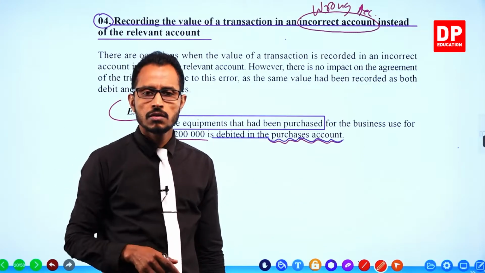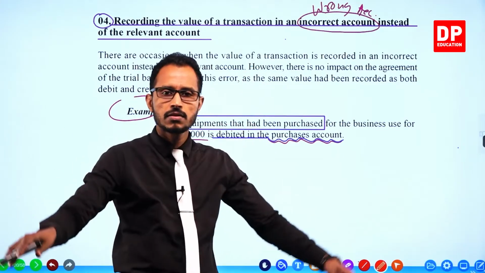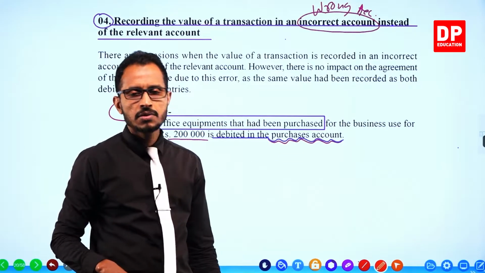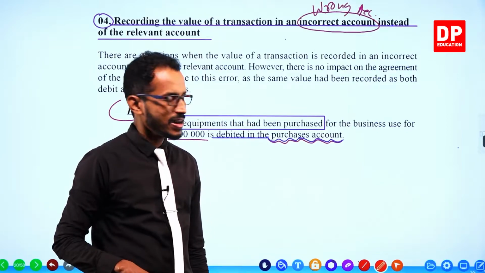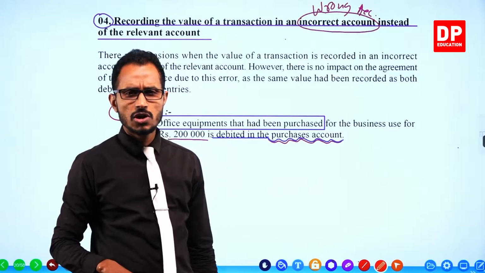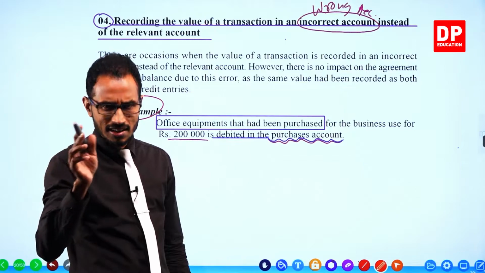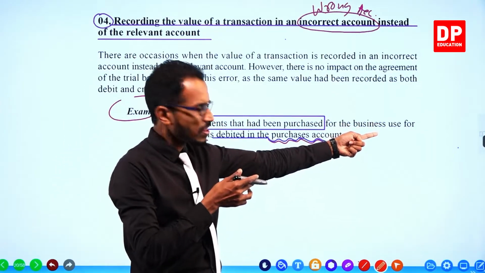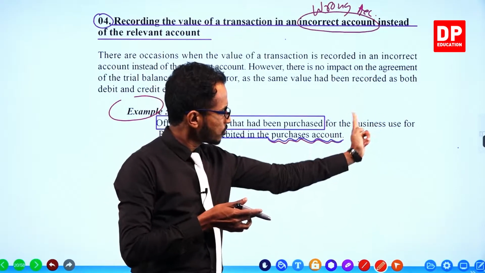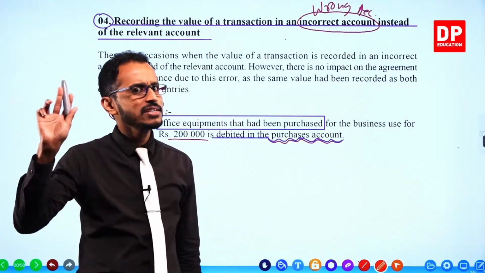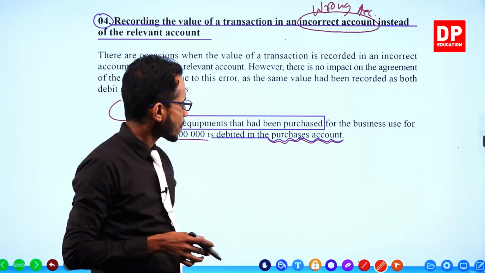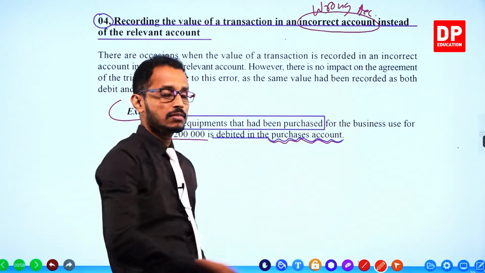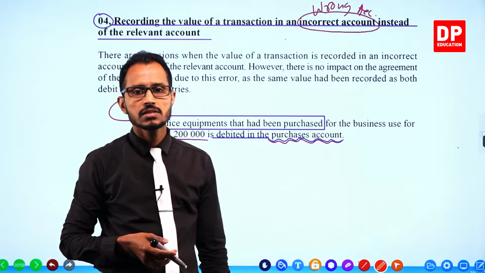It's wrong. You don't enter non-current assets in the purchases account. No, you don't. Non-current assets, if you purchase for the use of the business, you do not enter in the purchases account. You only enter goods purchased for reselling in the purchases account.